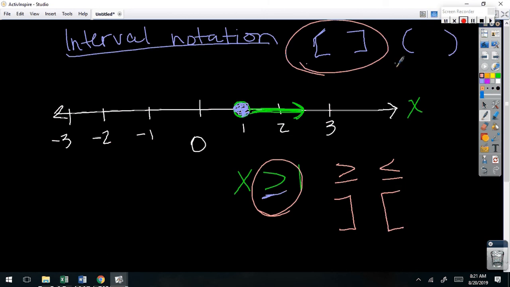And then when we talk about parentheses, that's when there's no line under. And I know this doesn't make a lot of sense now, but it's going to make sense in a minute.